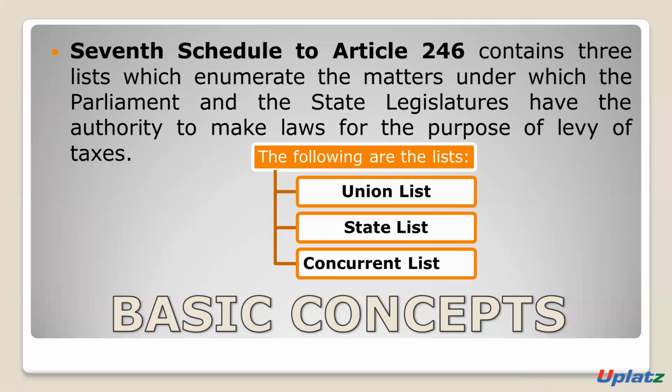Concurrent list. The concurrent list is a list which contains those matters which are not mentioned in the union list or in the state list, in respect of which the central government as well as the state government, meaning Parliament and the state legislature, both have the power to make laws. In the case of the union list, only the central government or Parliament has the power to make laws. In the case of the state list, only the state government has the power. And in the case of the concurrent list, both governments have the power to make laws.